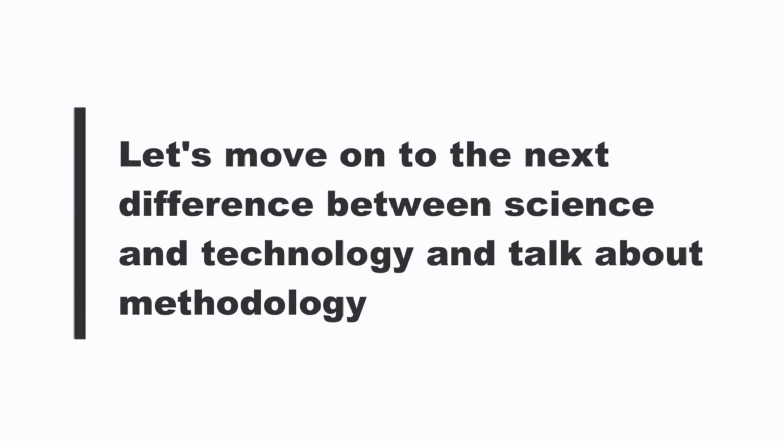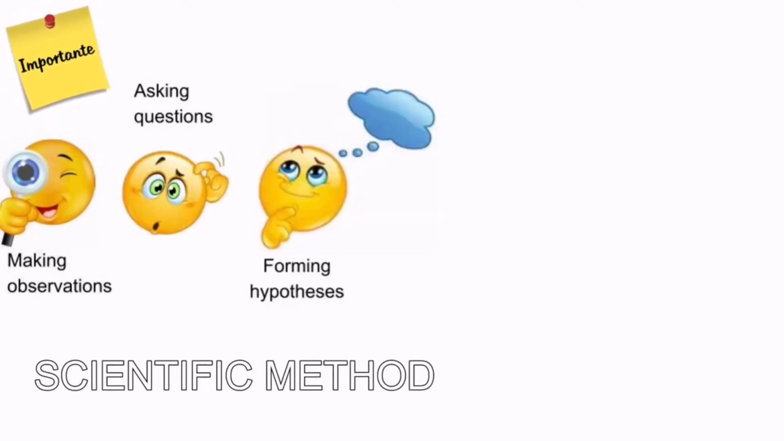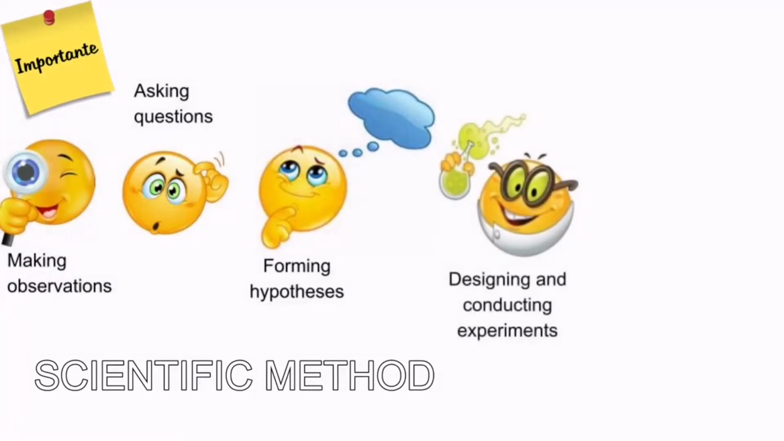Let's move on to the next difference between science and technology and talk about methodology. In science, the scientific method is used. The scientific method is a process based on making observations, asking questions, forming hypotheses about what and why something occurs, and finally, designing and conducting experiments in order to assess the predictions.